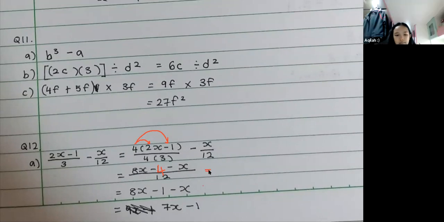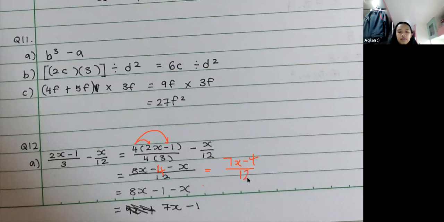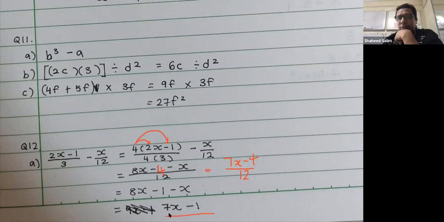Final answer 7x minus 4. But remember, there is an over 12. This thing cannot disappear, no? Are you confused on this part? Also, you can take it out for a bit to solve the x. But you're not solving the x. So let us be clear.